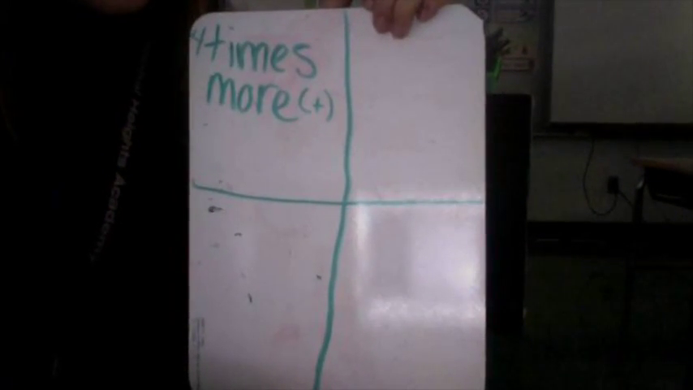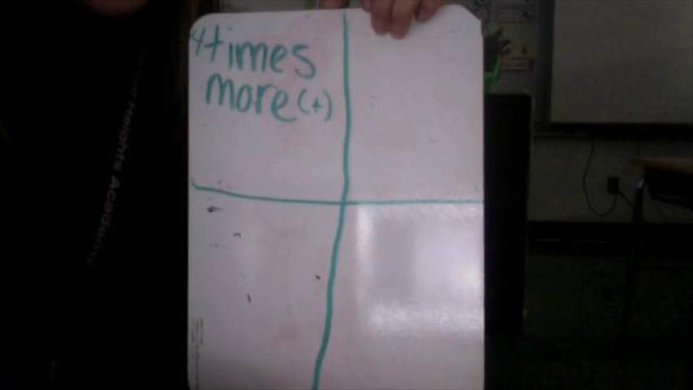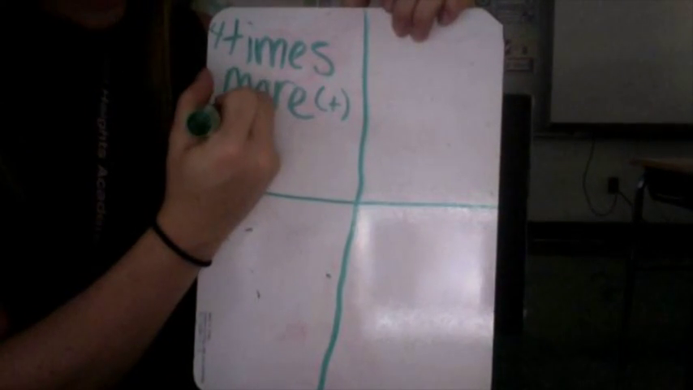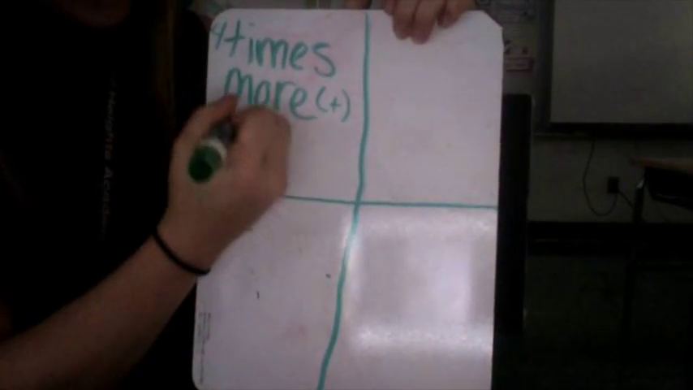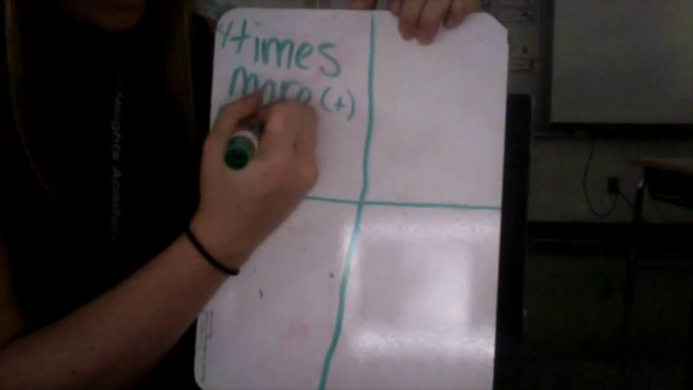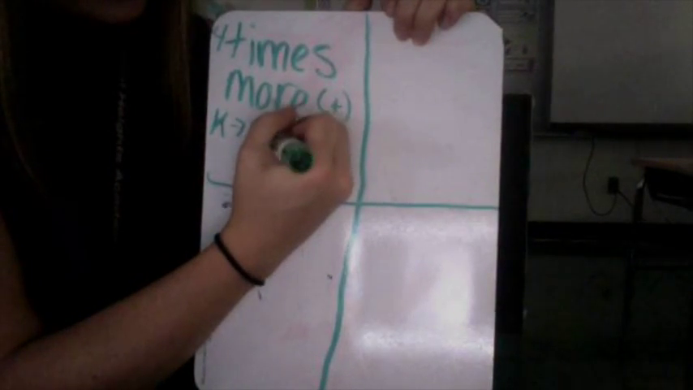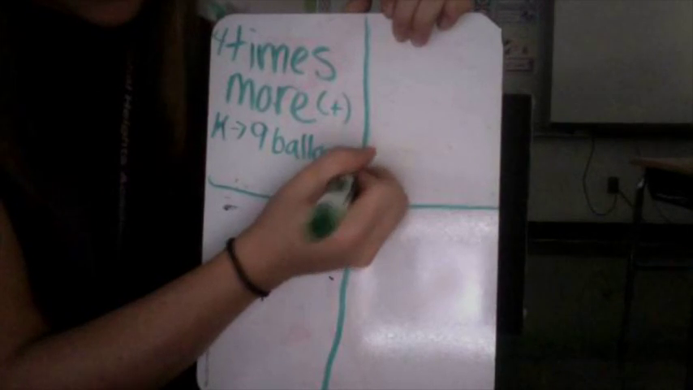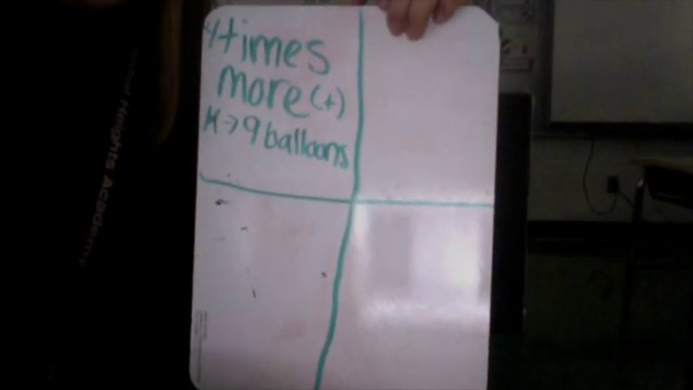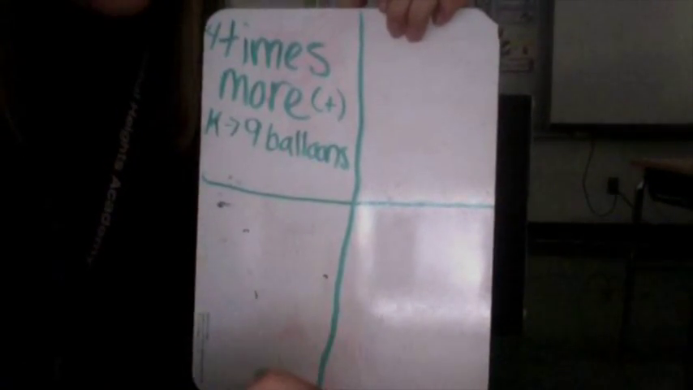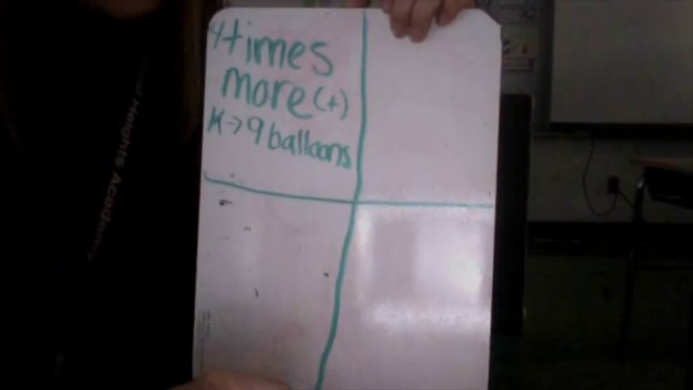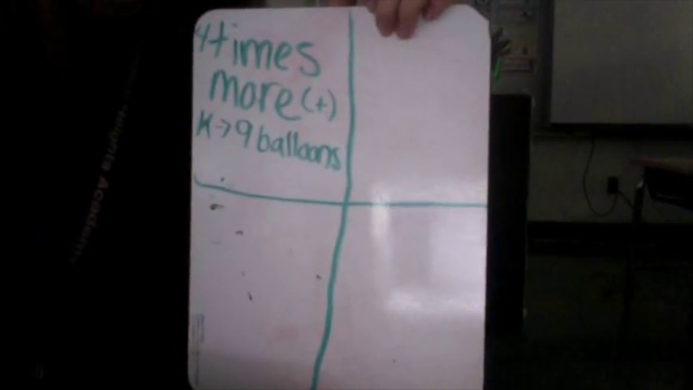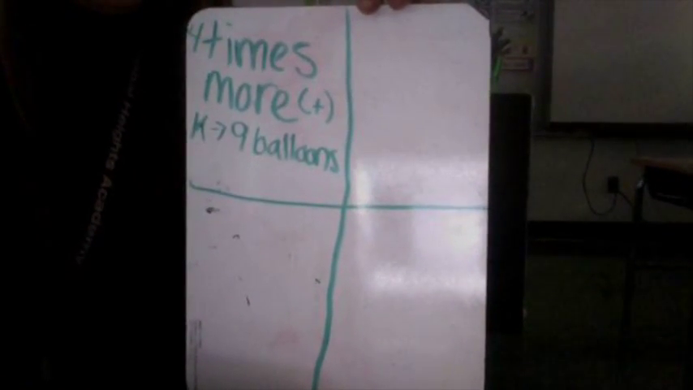Okay? We also need to remember that Keith has 9 violet balloons. Okay? So we know that Keith, I'm just going to put a K for Keith. K for Keith has 9 balloons. Okay? And we are looking for how many more does Mike have now. Okay? So we're looking for how many more. So let's go ahead and think about a picture that we could draw here.